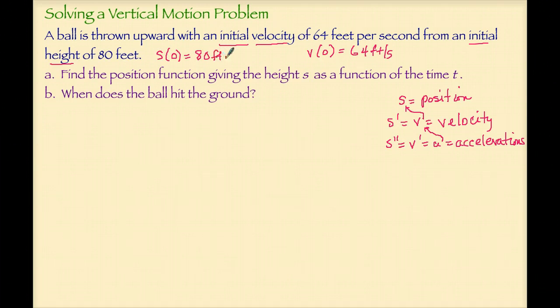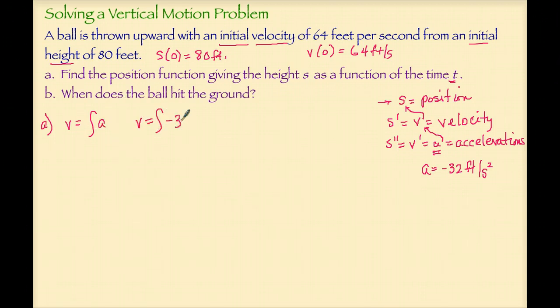With these two initial conditions, we'll be able to work backwards from acceleration to a particular position function, which is what is asked for in letter A. Find the position function, giving the height s as a function of the time t. We'll start with the acceleration due to gravity, which is negative 32 feet per second squared. So for letter A, we'll start with the fact that velocity is the integral of acceleration.